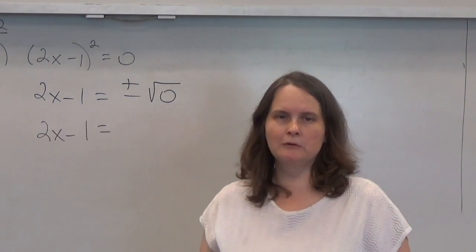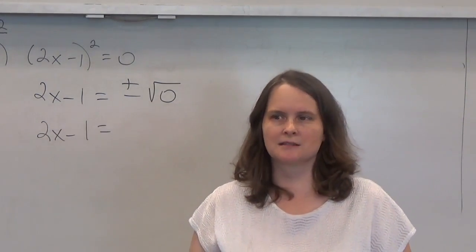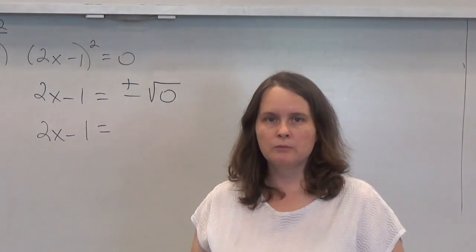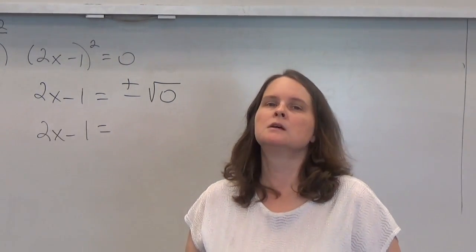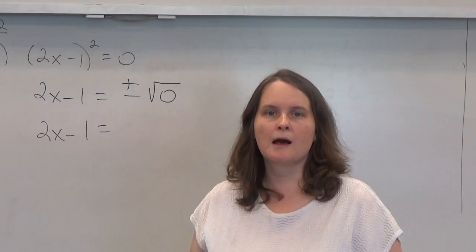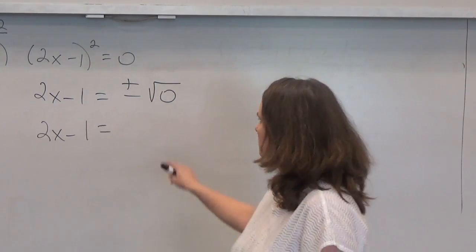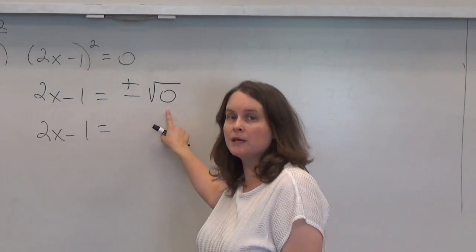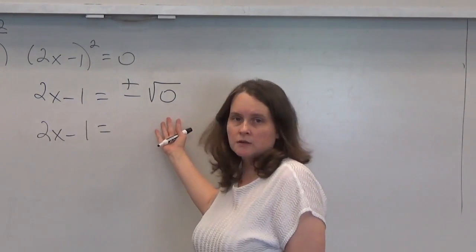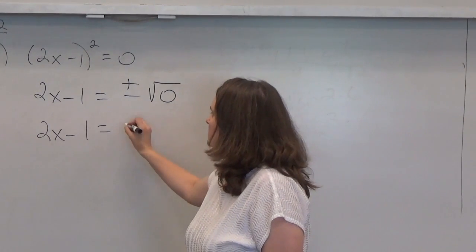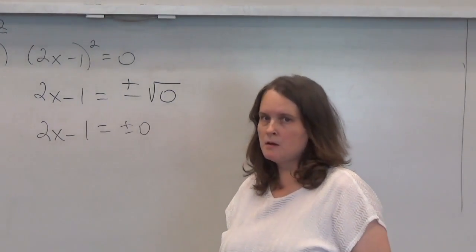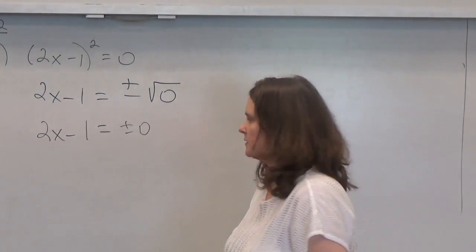I have people frequently tell me that the square root of 0 is undefined or not possible, but I think they're forgetting what square root means. Square root means you're looking for a number that you can multiply by itself to give you whatever's inside. Well, because 0 times 0 equals 0, the square root of 0 is 0. So we've got plus or minus 0. Do I really need my plus or minus this time? No, because there is no negative 0.